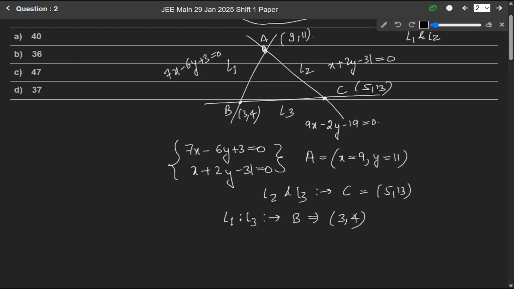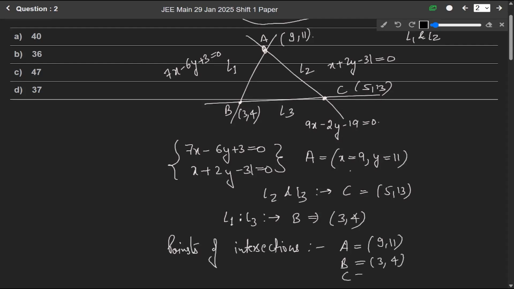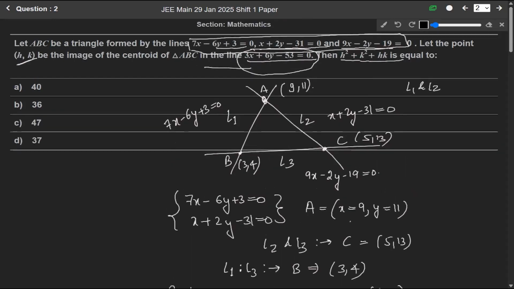Now we have found the points of intersection: A equals (9, 11), B equals (3, 4), and C equals (5, 13). Now let the point (h, k) be the image of the centroid of triangle ABC.